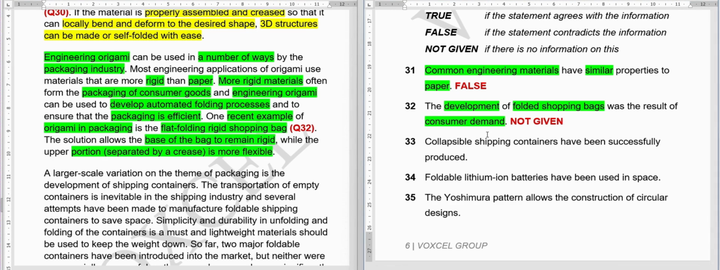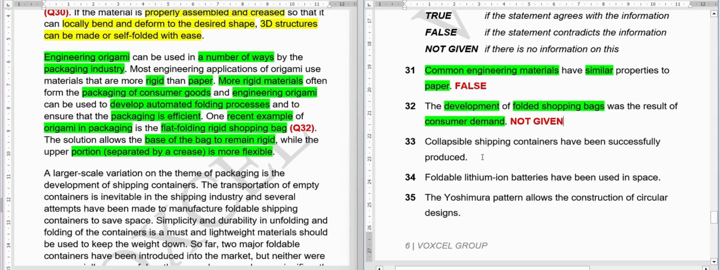We don't know the reason why it was developed. Was the reason consumer demand? Was the reason industrial demand? Maybe there could be any other reason. So we don't know the reason, that's why the answer to this will be not given. I hope it is clear.